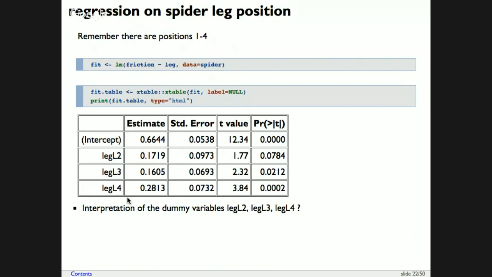What is the mean friction coefficient for leg L1? The front legs? Yep. What's the mean for the second pair? For leg L2, what is the mean friction coefficient? Yeah, 0.83. Yep. And for leg L3?